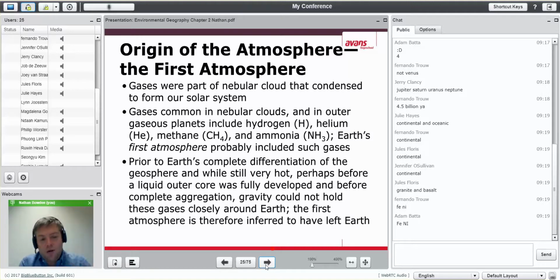Unlike the geosphere, where there's no way to measure or infer from different measurements, here we are using deductive reasoning that our first atmosphere probably had these gases. Although sometimes you can get very old cores and get the gases right in between, this is billions of years ago. I'm not sure how easy it is to get a rock from 4 billion years ago to analyze the gases in between the silica. So prior to the Earth's complete differentiation of the geosphere, while it was still very hot, and perhaps before a liquid outer core was fully developed, and before the complete aggregation, gravity could not hold these gases close to the Earth. So the first atmosphere, we infer, just left really.